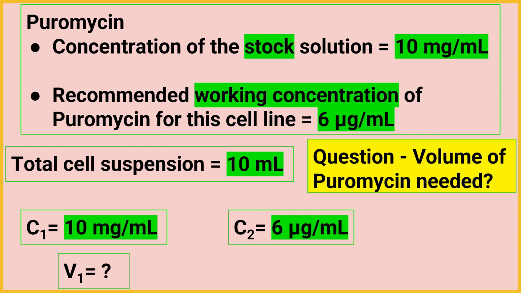C2 is the working concentration of puromycin for this cell line, which is the concentration of puromycin that we want in the flask of cells, and this is equal to 6 micrograms per milliliter. V2 is the total volume in the cell culture flask, and this is equal to 10 milliliters.